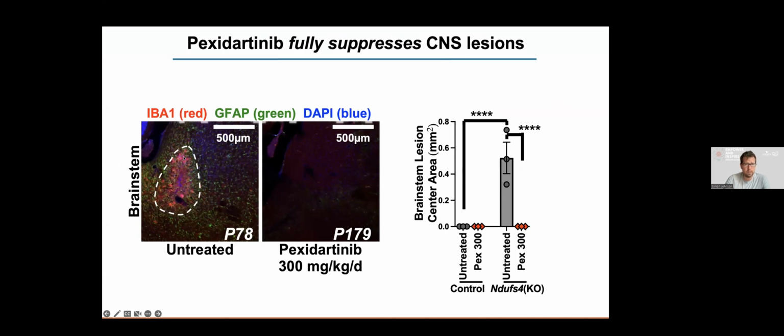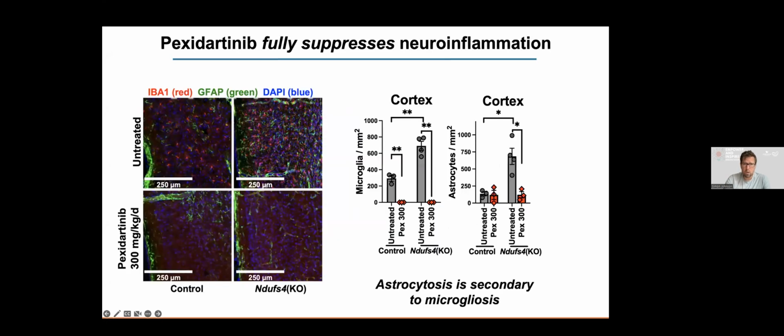Here on this slide, you can see on the left, an untreated mouse at P78, towards the maximum lifespan, a very large lesion in the brainstem. On the right here, a pexidartinib treated animal at nearly 200 days, complete absence of lesions. We also saw a rescue of neuroinflammation in the cortex, which hadn't previously been reported in this model with treatment with pexidartinib. And this was a rescue of both the microgliosis, which I mentioned, and the astrocytosis. So both forms of neuroinflammation were prevented by treatment with pexidartinib, fully suppressed.